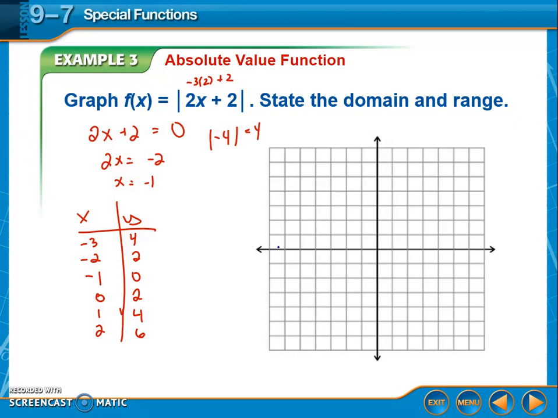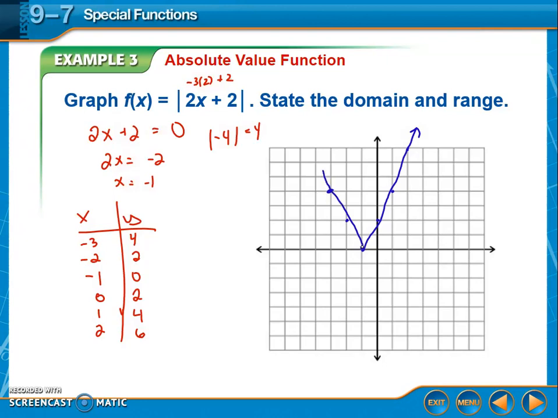Once you have your table of values, you can go through and graph them. So -3, 4 would be this point here, -2, 2, -1, 0, 0, 2, 1, 4, and 2, 6. And so once you do this, you get this V shape. And this is your graph.